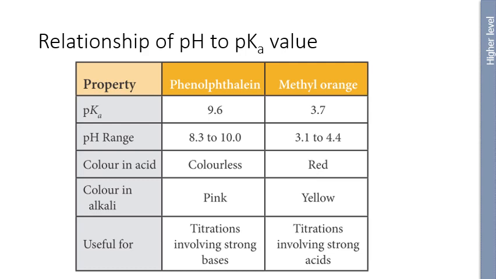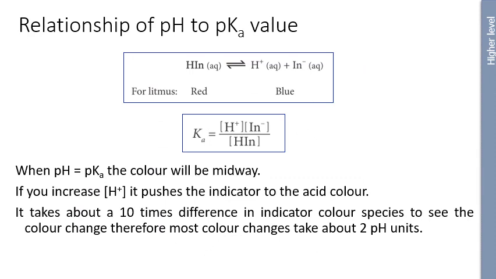The color in acid of phenolphthalein is colorless, whereas in methyl orange it is red. The color in alkali is pink, and it is yellow for methyl orange, and therefore phenolphthalein is very useful for titrations involving strong bases, whereas methyl orange is very useful for titrations involving strong acids, due to the fact that the pKa's are so different and their ranges are so different. Those numbers may not necessarily make sense between pH and pKa, but they hopefully will now.